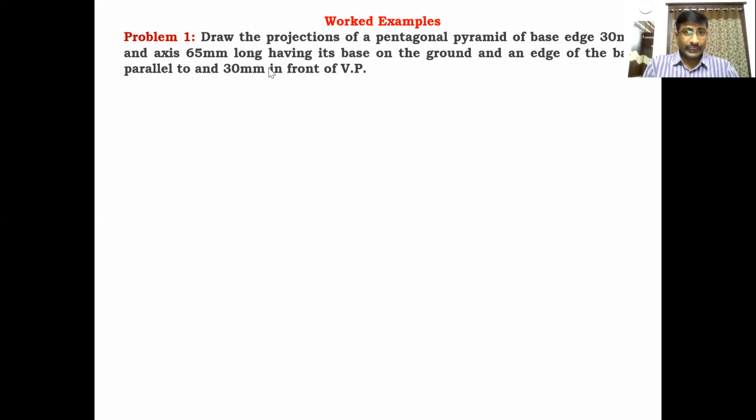So below XY, draw a line parallel to it at 30 mm, and draw the base edge on it. The base is on the ground. Having its base on the ground means that when the base is placed on the HP, the axis is perpendicular to the HP itself. Whenever the base is on the HP, its axis is perpendicular to the HP.